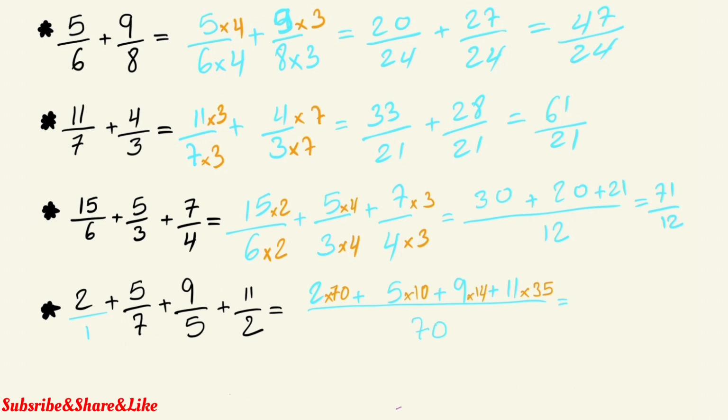If we put all this together, it's going to give us 140 plus 50 plus 126 plus 385 over 70, and it's going to be, let's use a calculator as it is a large number. Okay, it's going to be 701 over 70, and this is the answer here.